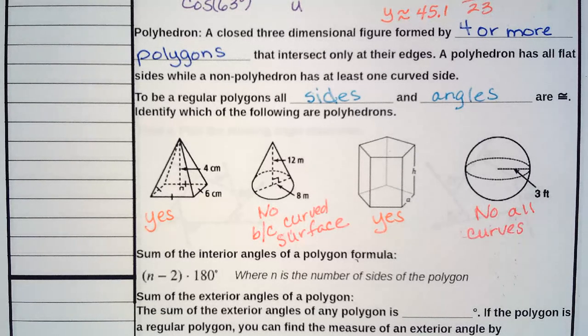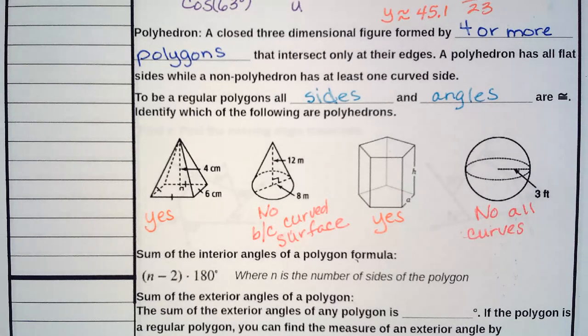So, the sum of the interior angles of a polygon, the formula for it is (n minus 2) times 180 degrees, where n is the number of the sides of a polygon. Now, why does it work out that way? Well, because any of your figures can be turned into triangles. You can cut it into pieces that are triangular shape.